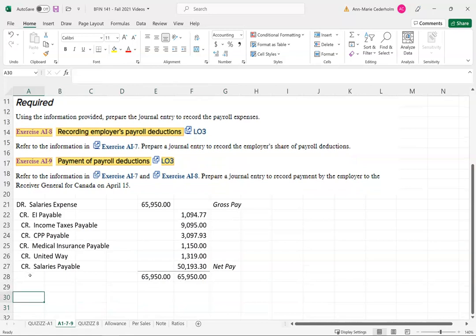So after we deduct the amounts for the net pay, the next step that we have to do is record the employer's payroll deductions. So the employer not only has to remit EI and CPP for the employees' half, they also have to do it for their half. So they have to remit the equal amount of CPP plus 1.4 times EI. So that's just the rules. So I'm going to have to then record EI expense. So this is the employer's portion.